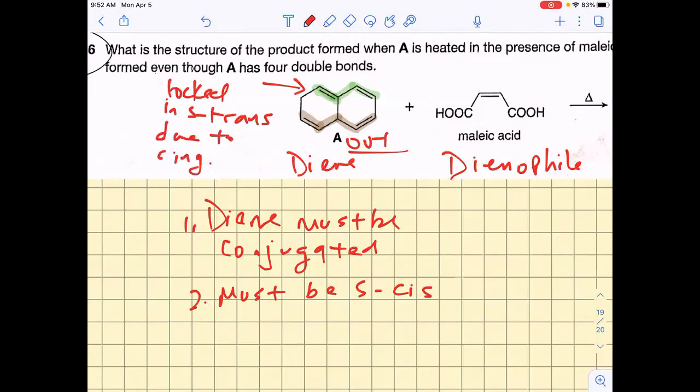So that ring kind of forces that in, that S-trans, it holds it. You can't roll. And how do you go from S-trans to S-cis? Let's see if anybody remembers that. What do you have to do?